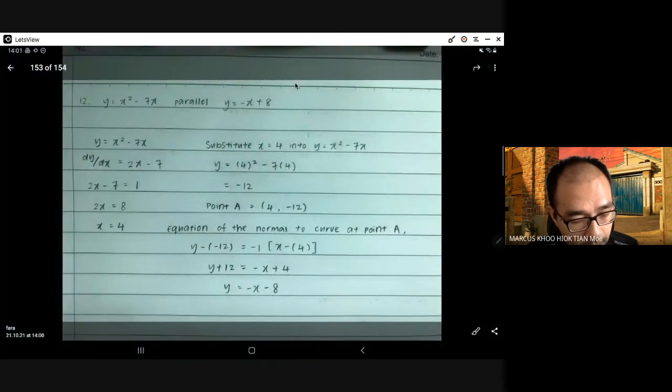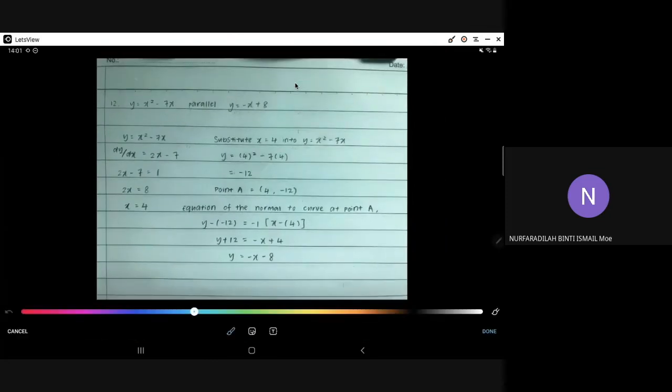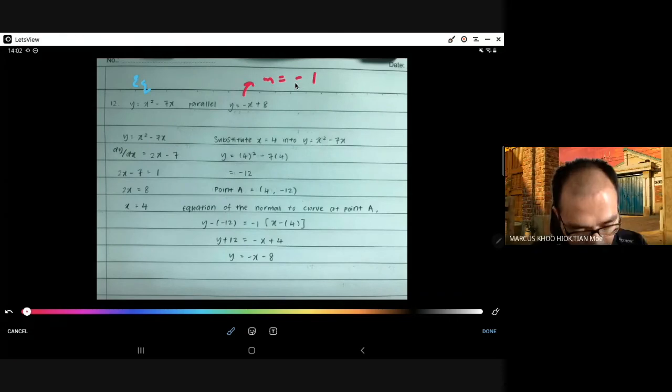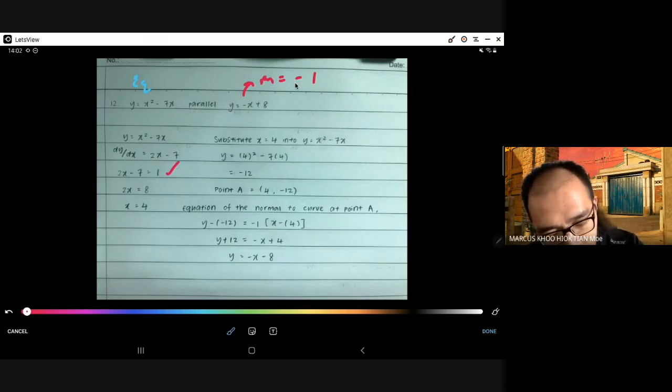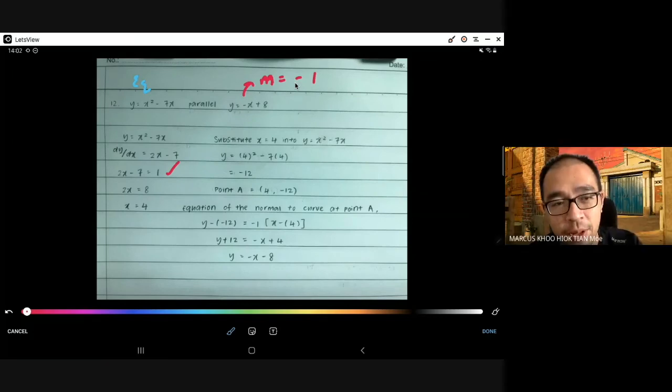You want to explain what this is first? Yeah. Okay, go ahead. So the equation is parallel to y equals negative x plus 8, and then the gradient is negative 1. So the gradient of the tangent is 1. Okay, the gradient of the tangent is 1. All right, very good. How do you get that? The formula. Yeah, the formula. Which formula?